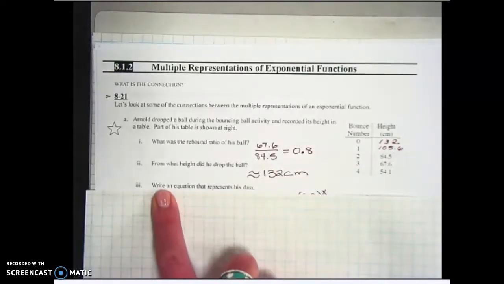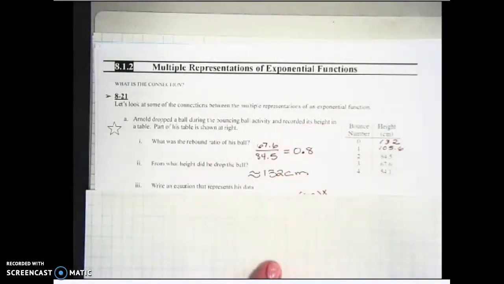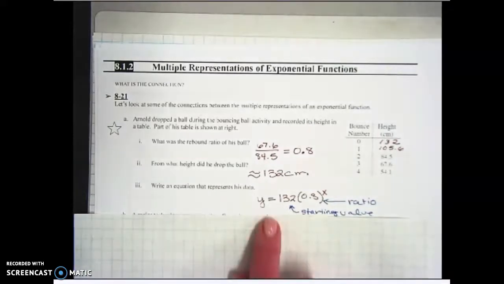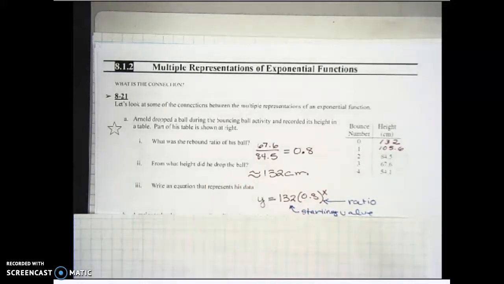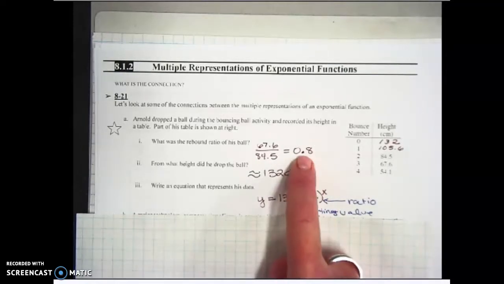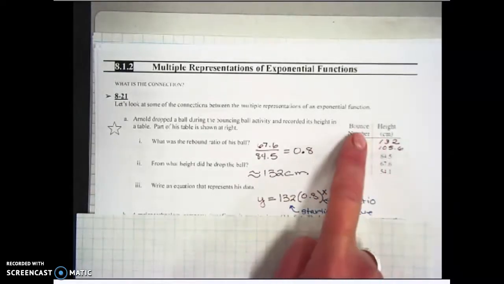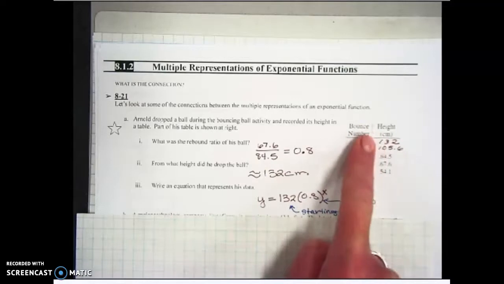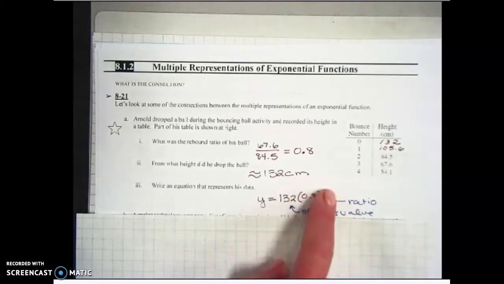And then today we're going to learn how to write an equation that's going to represent this data that we have right here. And the way you do that is you're going to say that y is equal to the starting value. So you have to always, either they're going to give you the starting value or you have to work backwards to get that starting value. And then you're going to take the ratio. So in this case, we found the ratio to be 0.8. And then you're going to take it to the power of whatever number is in this column. So in this chart, it represents the number of bounces. So however many bounces would be the exponent.